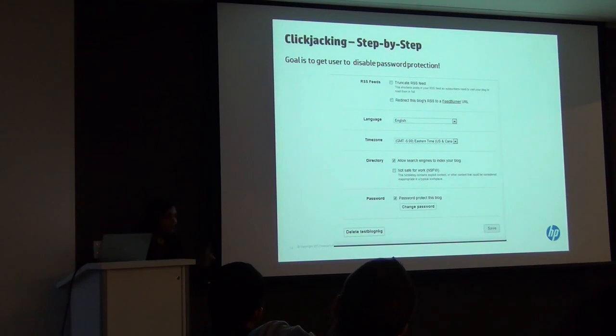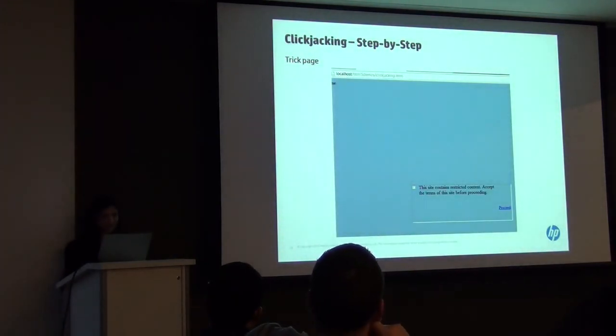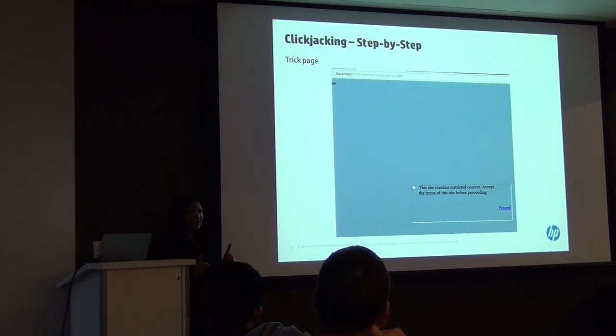We identify our goal, that we want to get this password protection disabled. So I want you to click on this checkbox and then click on save. And you would do that if I do clickjacking. So the next step is to create the trick page, which is what you think you are interacting with. And I have to make it such that it has the same actions that Tumblr.com had on the password protection.